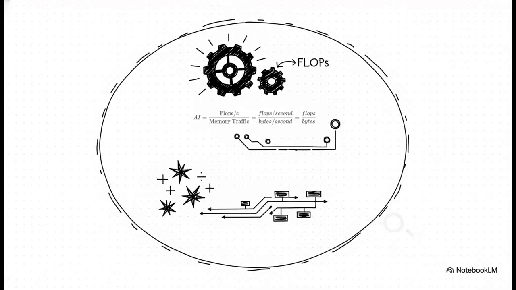And the formula to find our arithmetic intensity, it's brilliantly simple. We just take our total number of computations, our flops, and divide it by our total amount of data transfer, or memory traffic, in bytes. Flops divided by bytes.